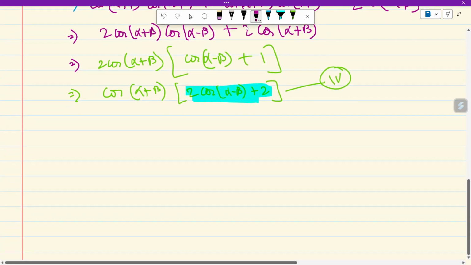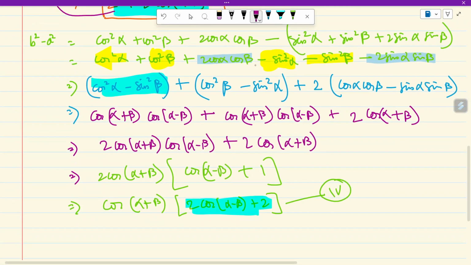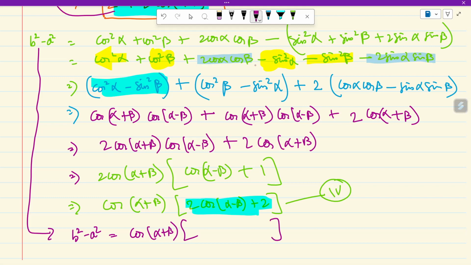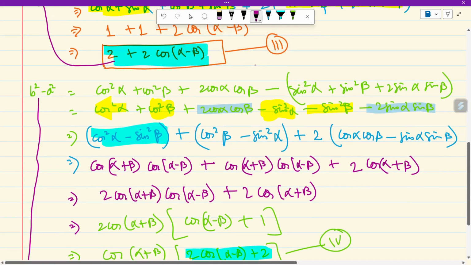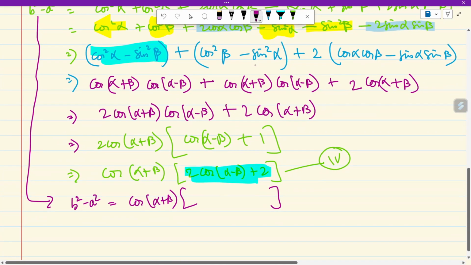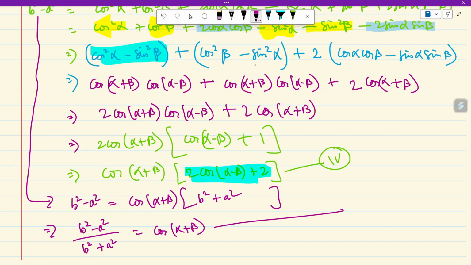We will substitute this b square minus a square is equal to cos alpha plus beta. Now whatever was inside the bracket, 2 cos alpha minus beta plus 2, in place of that you will write b square plus a square, which we are getting from the third part. So we put here b square plus a square. Now if you do the transposition, b square minus a square by b square plus a square is equal to cos alpha plus beta.